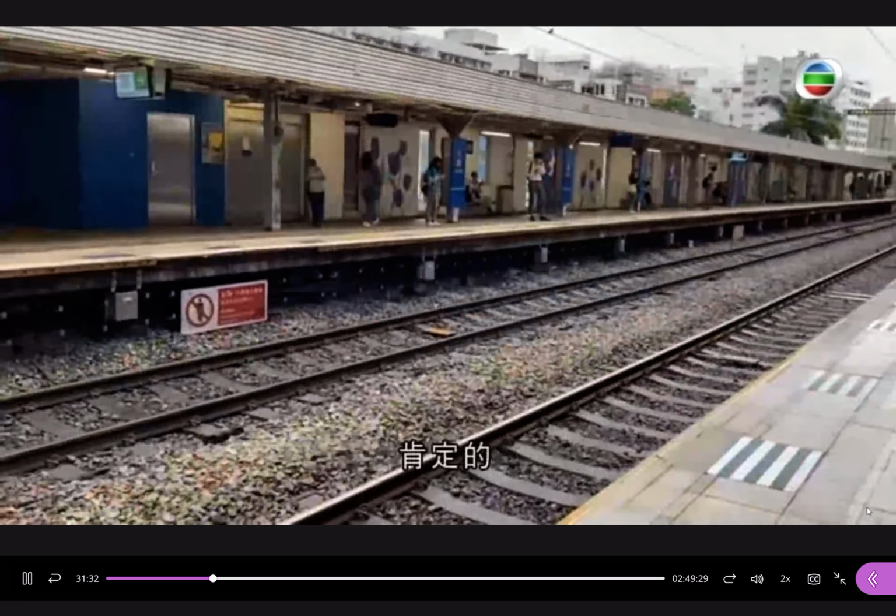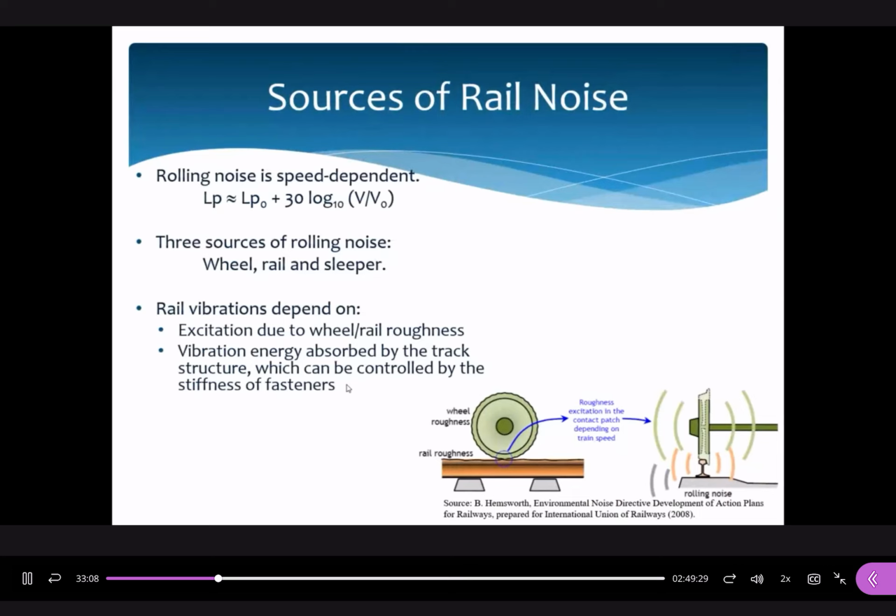Three sources of rolling noise: this type of noise could be generated from wheels, rails, and sleepers. Sleepers are used to support our wheels, and rail vibrations depend on the excitations due to the wheel-rail roughness. Even though we cannot directly observe the roundness of a wheel, after use it could generate some polygons. In microscopic scale, wheels can have some polygons. We call this the wheel roughness. With the presence of these polygons, you could create loud rolling noise effects.